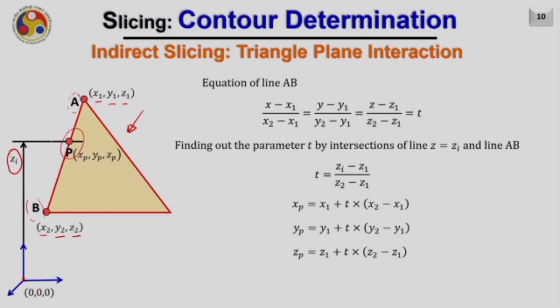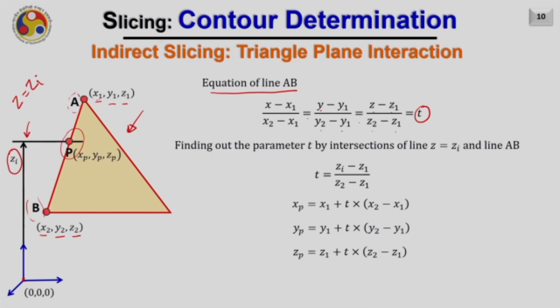Of course, we can easily write the equation for this particular plane. It is nothing but z equals zi. And also we can write down the equation of line AB. The equation of line AB can be written as (x minus x1) divided by (x2 minus x1) equals (y minus y1) divided by (y2 minus y1), and it will equal (z minus z1) divided by (z2 minus z1), and these terms will be equal to a constant, let us say t.